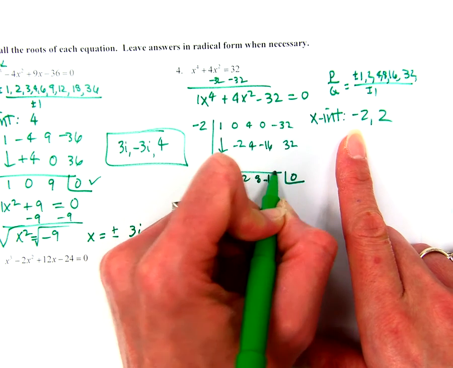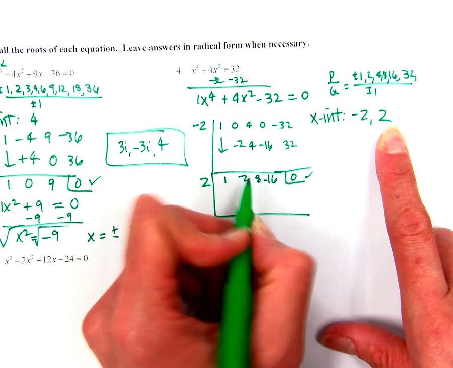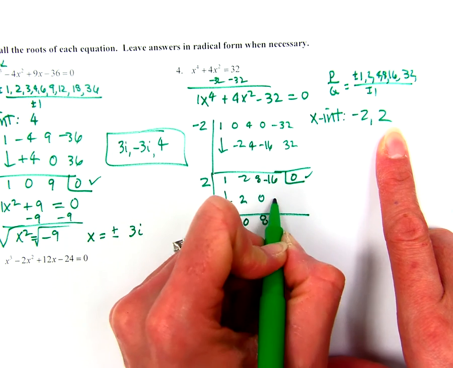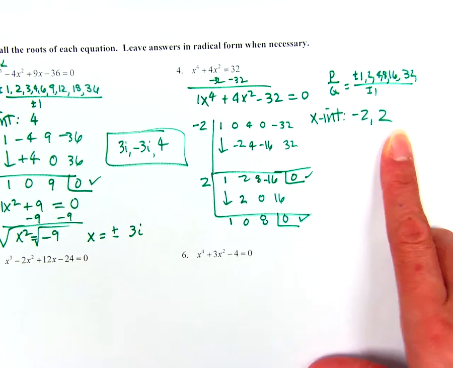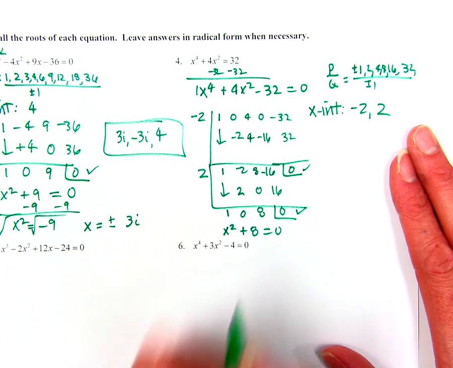All right, so do your synthetic division. And if you get 0 as a remainder, that's good. Then use your other 0, which was 2. All right, do your synthetic division again. 0 as a remainder is good. And then this time I get x squared plus 8 equals 0.